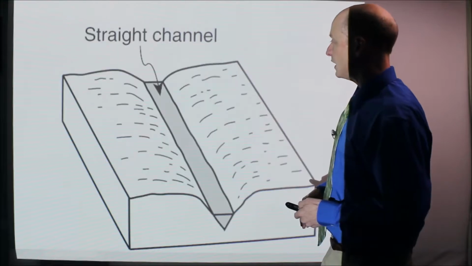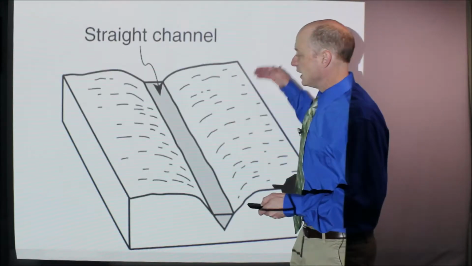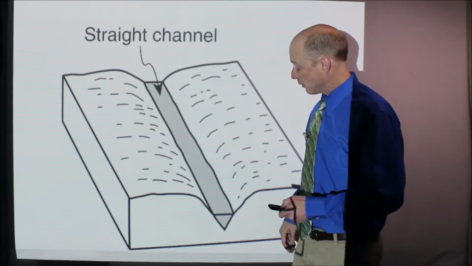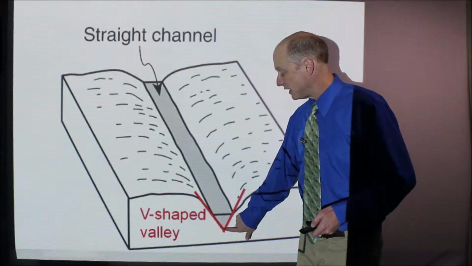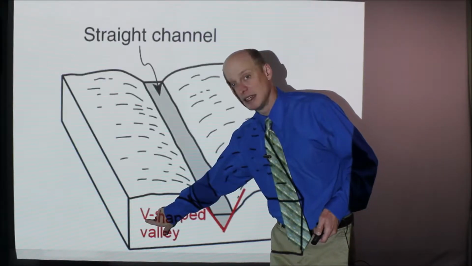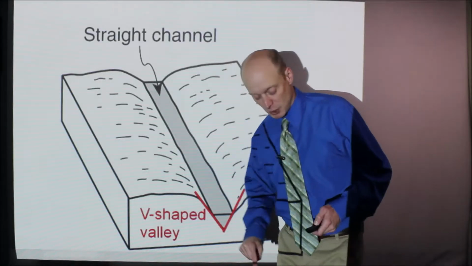Let's look at them in a little more detail. You have this straight channel. It's moving fast, with a lot of rocks and sand rubbing and scraping along the bottom. One thing I want to point out is that this causes a V-shaped valley. River, V-shaped. Think river has a V. V-shaped valley. That is important. Make sure you know it.